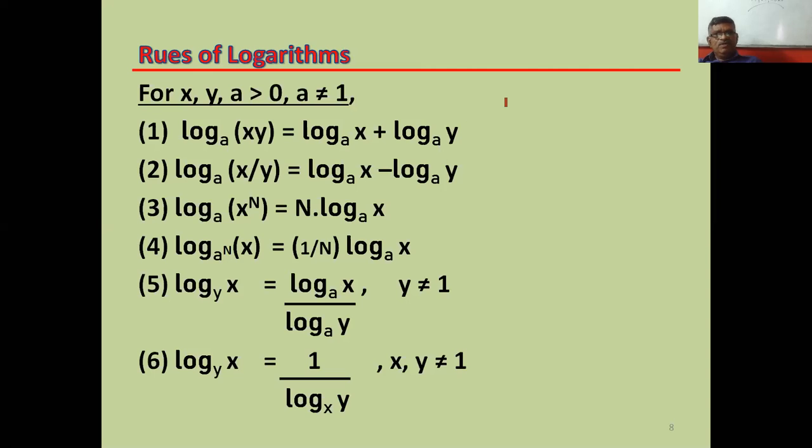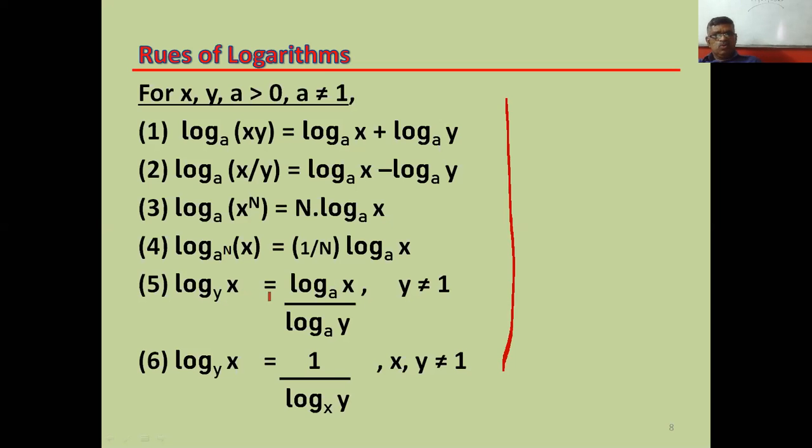And the very modern rules of logarithm, what are they? Logarithm of xy is log x plus log y. Logarithm of x by y is log x minus log y. Logarithm of x raised to n is n log x. Power goes as product here. And if the power is on the base, look at log x base a raised to n: log x to the base a raised to n is 1 by n log x.